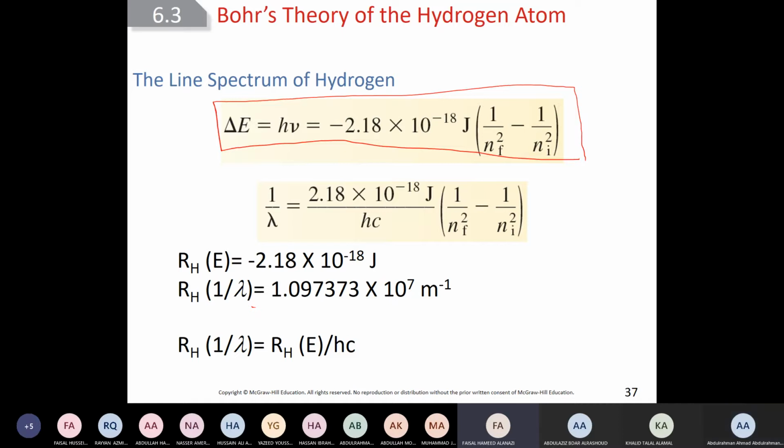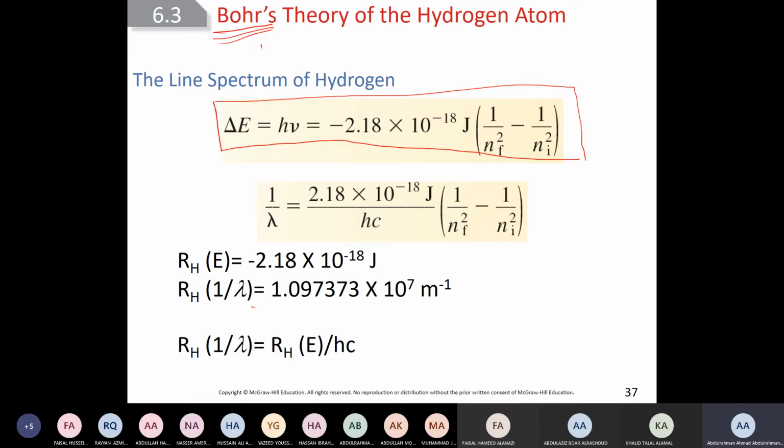Line spectrum. No, what's the name of the equation? Who developed this equation? The name is very important. You must know. This is Bohr equation. Bohr equation. All right. And what does it say?